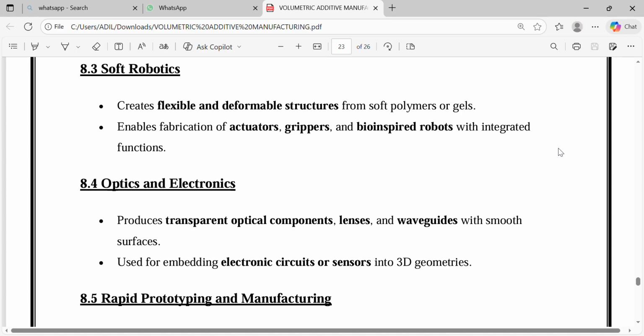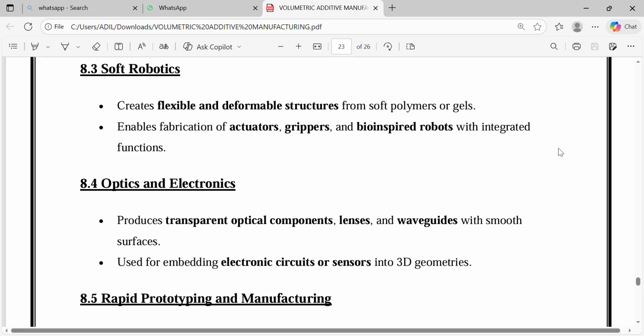Flexible and deformable structures created from soft polymers or gels. It enables the fabrication of actuators, grippers, and bio-inspired robots with integrated functions. Actuators: VAM enables the integration with smart materials, with applications found in smart robotics or soft robotics.